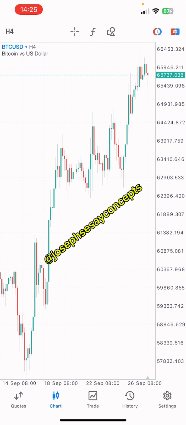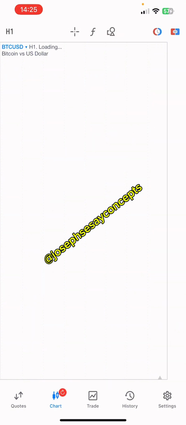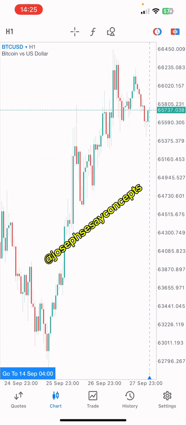All right, so this is the H4. We'll come back to the H4. Let me go to the 1 hour, which is called the H1. You already know the explanation behind this, right? Each candle you are seeing here represents 1 hour. This is best for those who want a bit more time to analyze the setup.